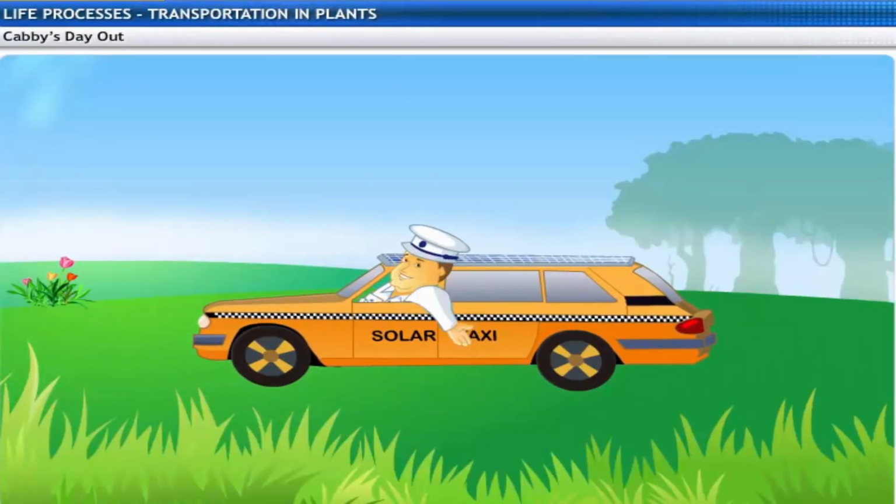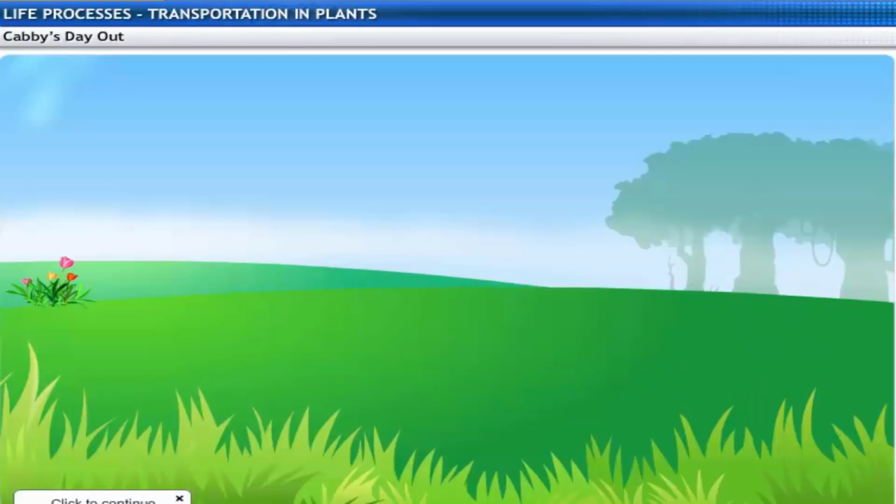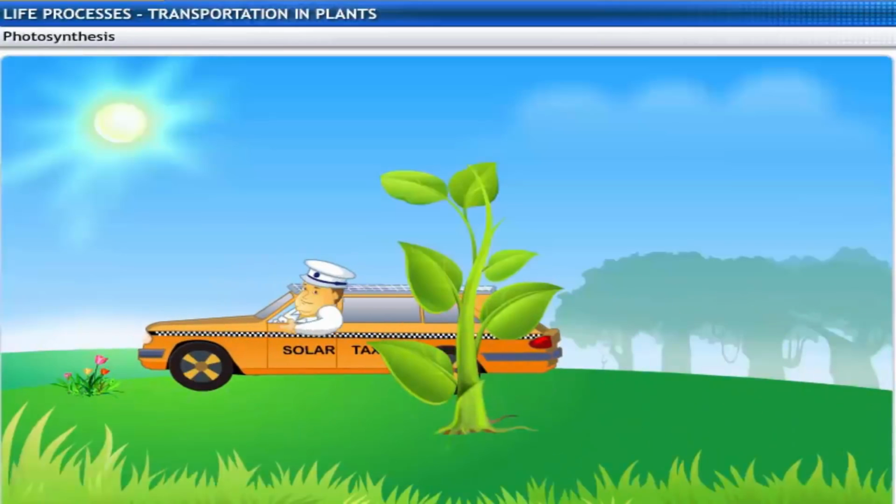Hi, I'm FL, and this is my solar-powered taxi. I am out to create a record for the longest drive made on solar power. Why don't you join me? I didn't tell you how I got this novel idea. I was inspired by plants.